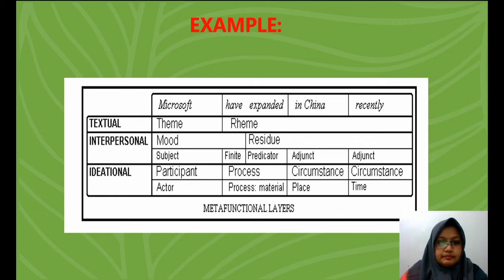Example. The clause is "Microsoft have expanded in China recently." Here I give an example of how the textual, interpersonal, and ideational meanings of one sentence are analyzed. From the textual view, Microsoft is the theme, and then "have expanded in China recently" is the rheme.